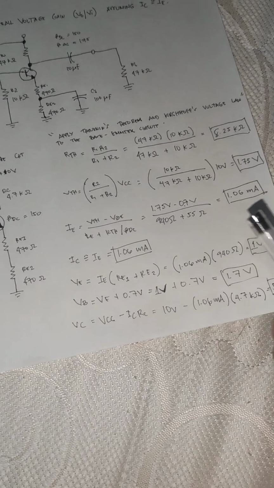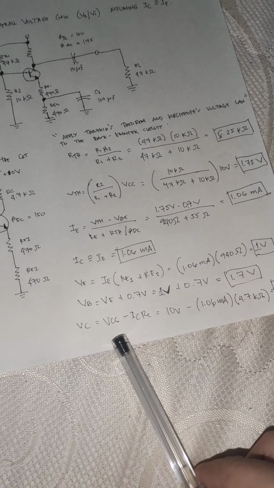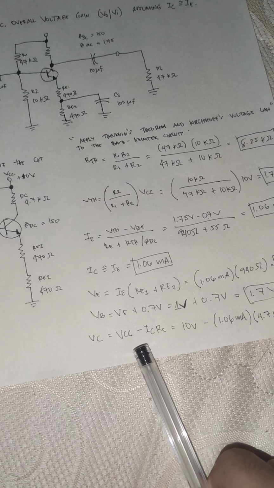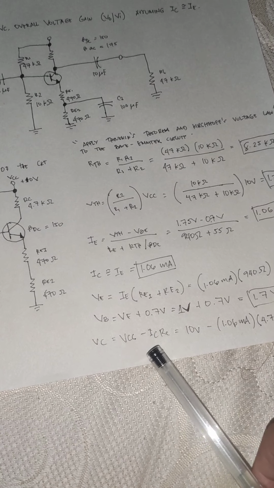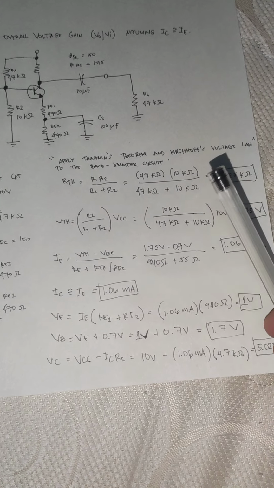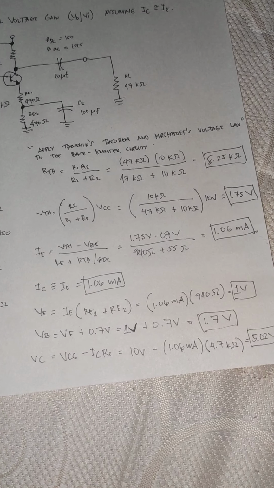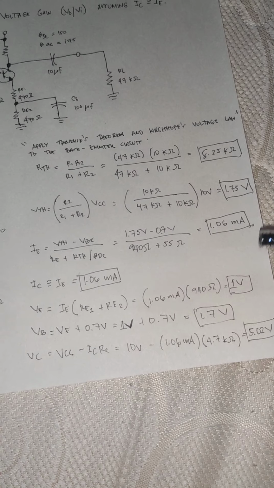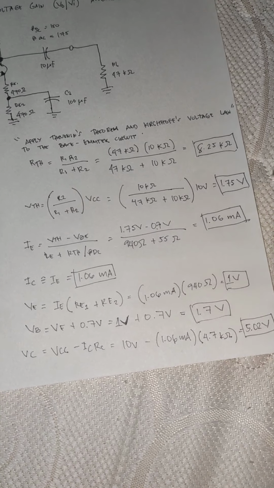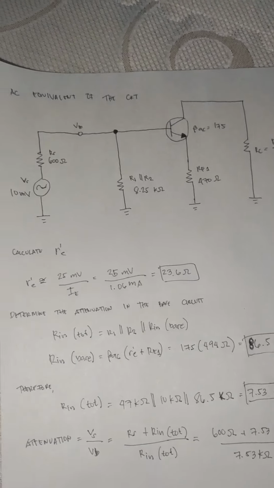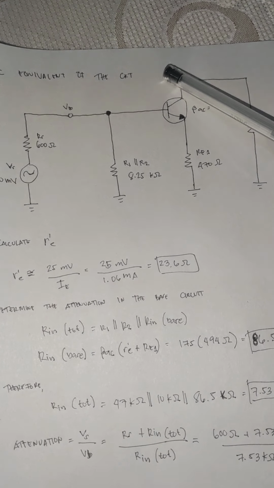Solve na ko si VC which is gigamitan ako ng formula. VC is equal to VCC minus IC times RC, is equal to 10 volts minus 1.06 milliamps times 4.7 kilo ohms. The total value is 5.02 volts. Karon solve na ako si AC, AC equivalent of the circuit.